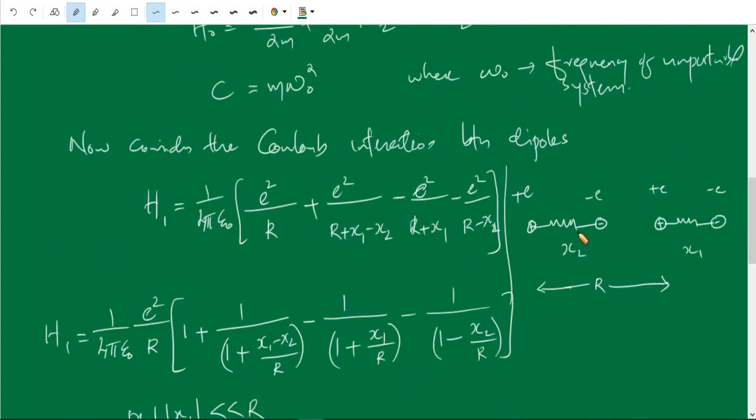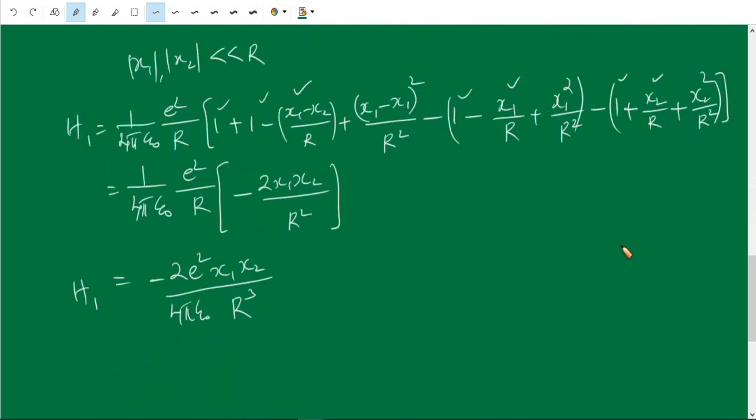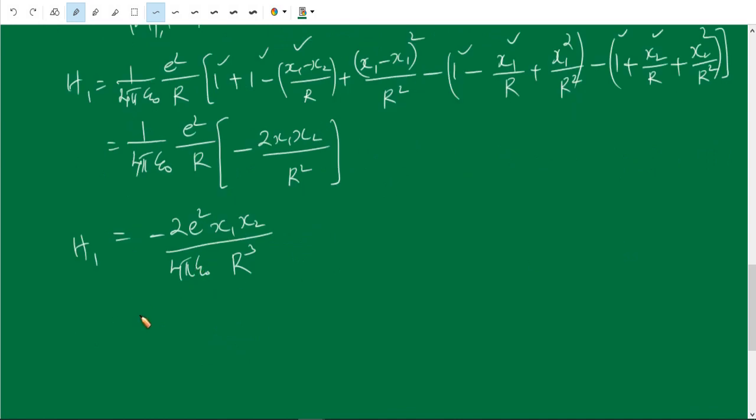In this case, the closest charges are this minus and plus. The distance between these two charges is small, so this potential dominates. These are plus and minus, so the total interaction is negative. That means it will be attractive. Therefore the total Hamiltonian H is equal to H0 plus H1.